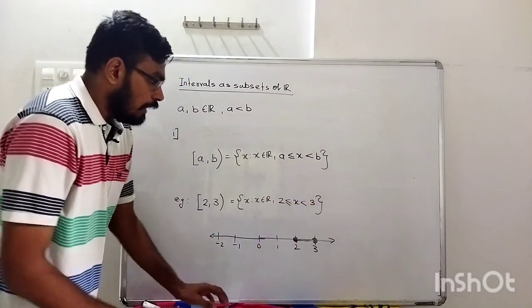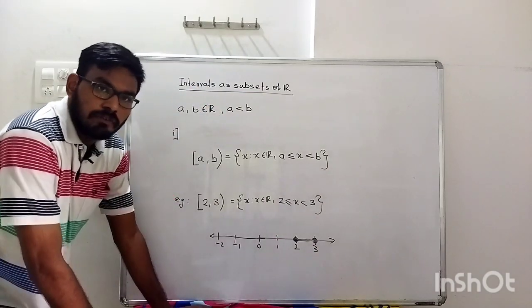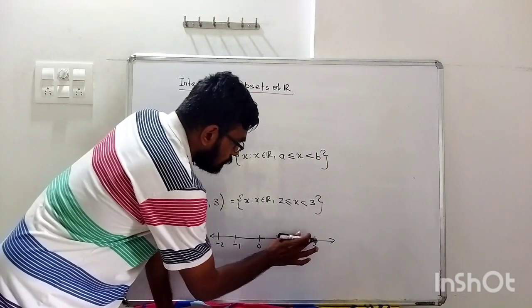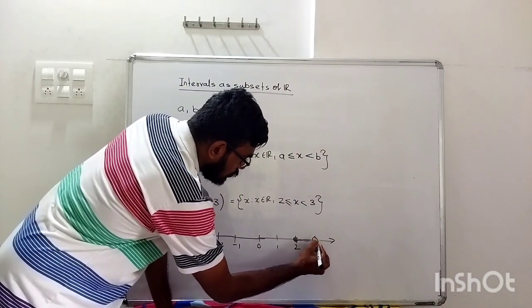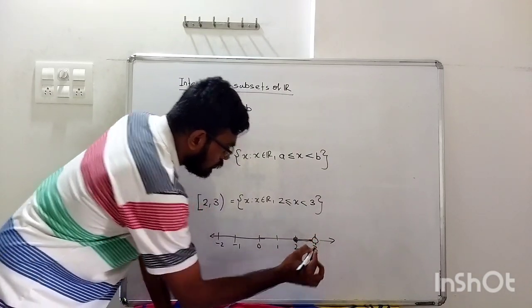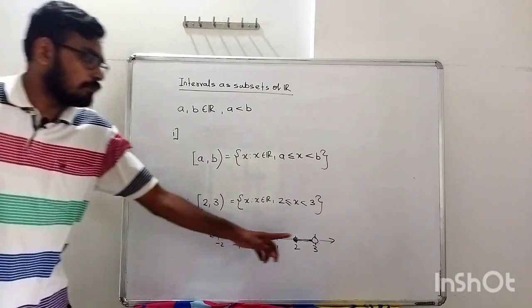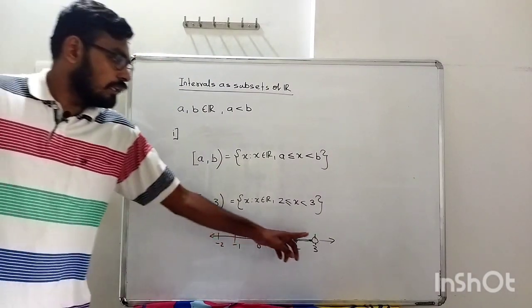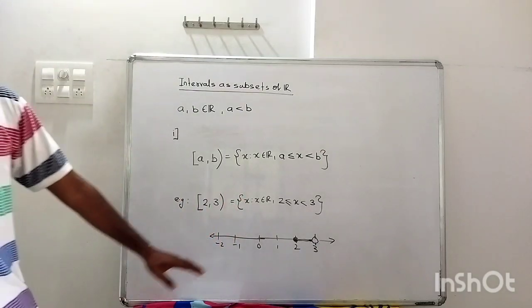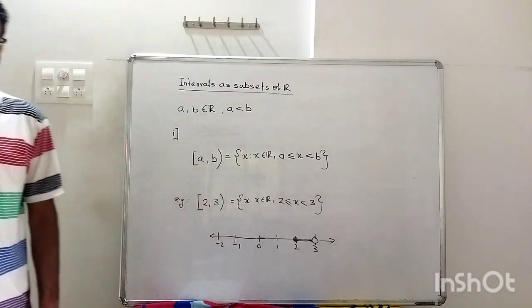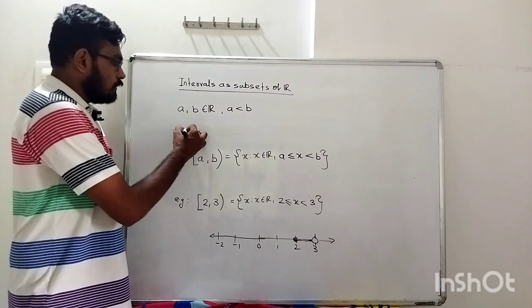And on this, what we do? One circle is dark here, and one circle we just put a circle there. Don't make it dark. If that element doesn't belong, this means that 3 is not belonging to this set. Understood? So this is called as open interval.